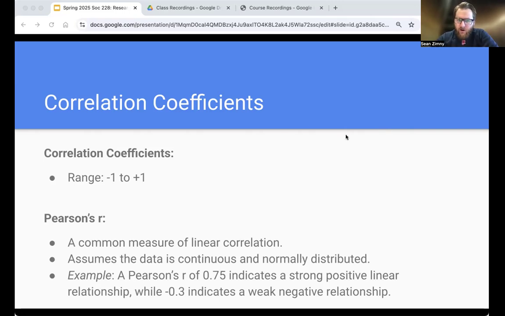Pearson's R, you see Pearson's R on the screen. So Pearson's R, or you can call it Pearson correlation coefficient, is the most widely used measure for these linear correlational relationships. And what the Pearson R does is it assumes that the data is continuous and normally distributed. For example, a Pearson's R of 0.75 would indicate a strong positive linear relationship, while -0.3 would indicate a weak negative relationship. We'll get into what is strong, what's weak, what's moderate strength in just a second.